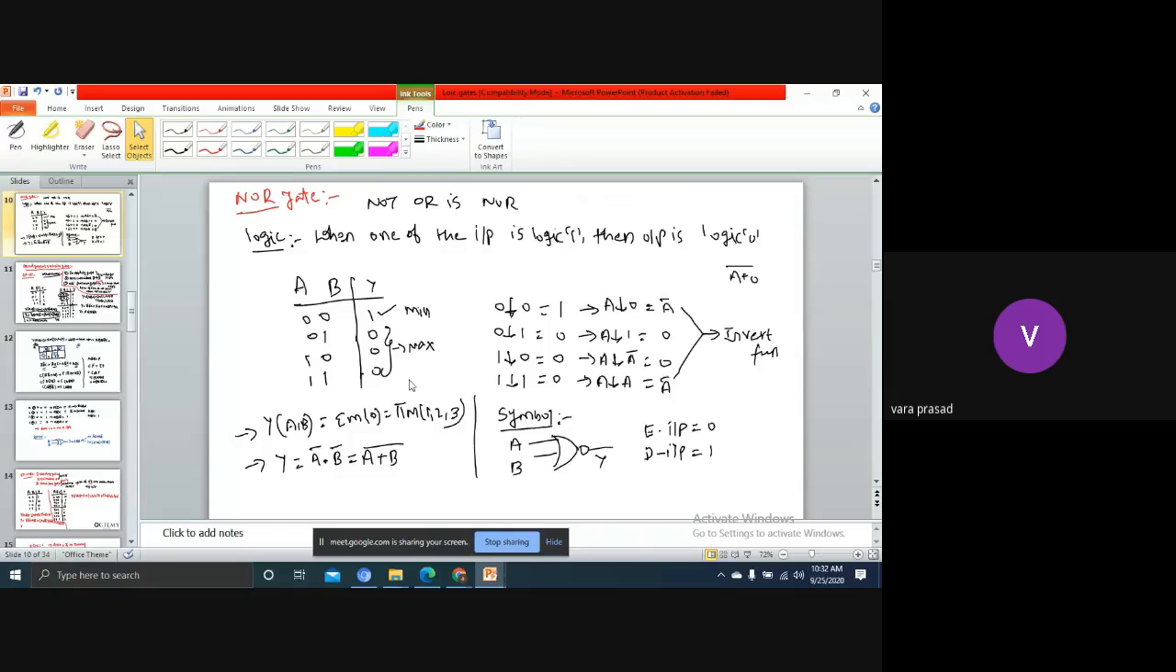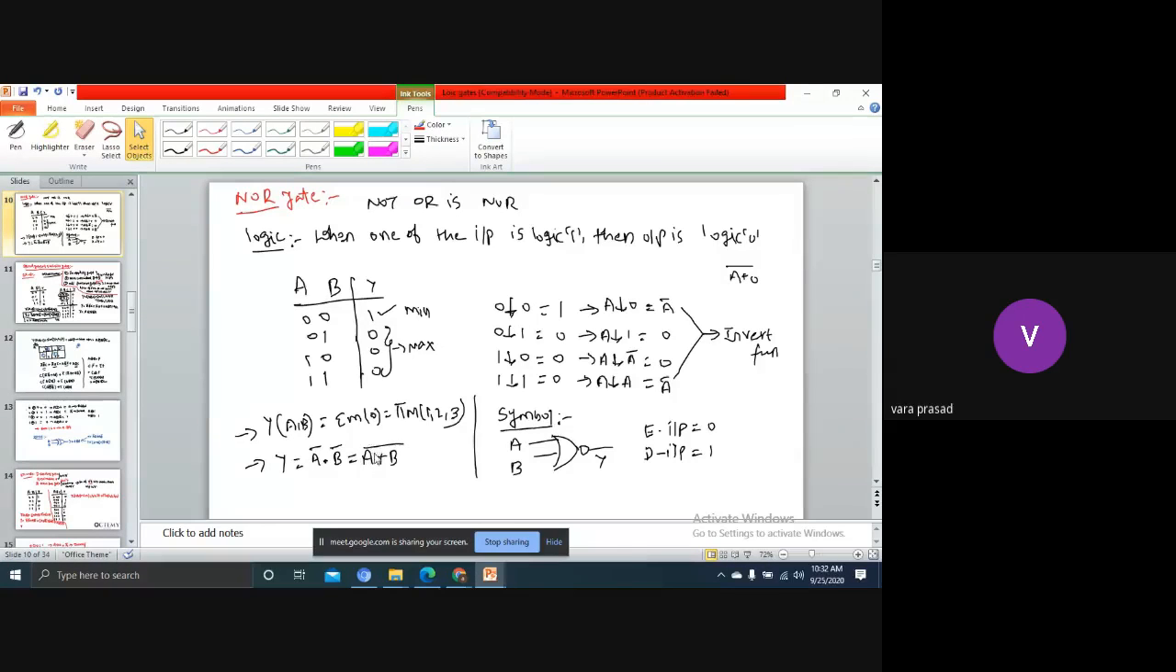Here, min terms and max terms. On a min term basis I can write the expression: summation m of 0. Here A is 0 and B is 0, so we can write A bar B bar. A min term is a product term. A bar dot B bar is equal to, according to De Morgan's law, A plus B whole bar.